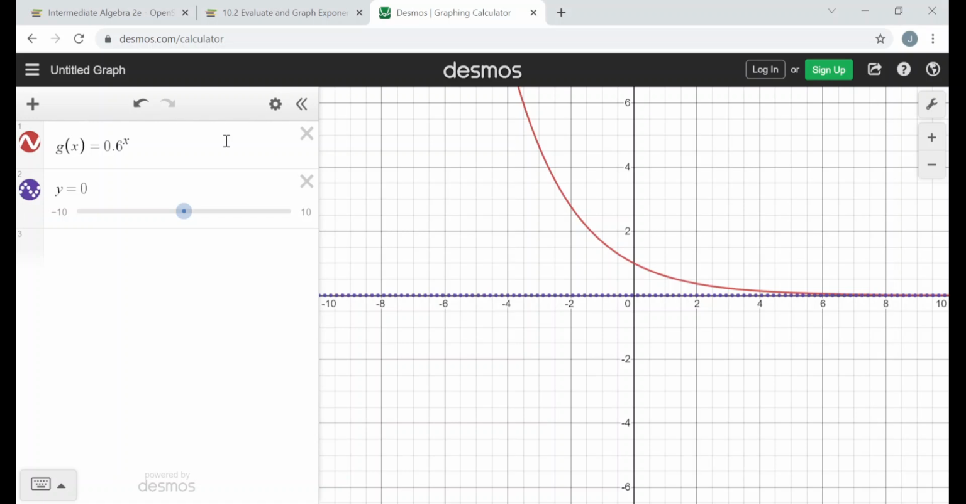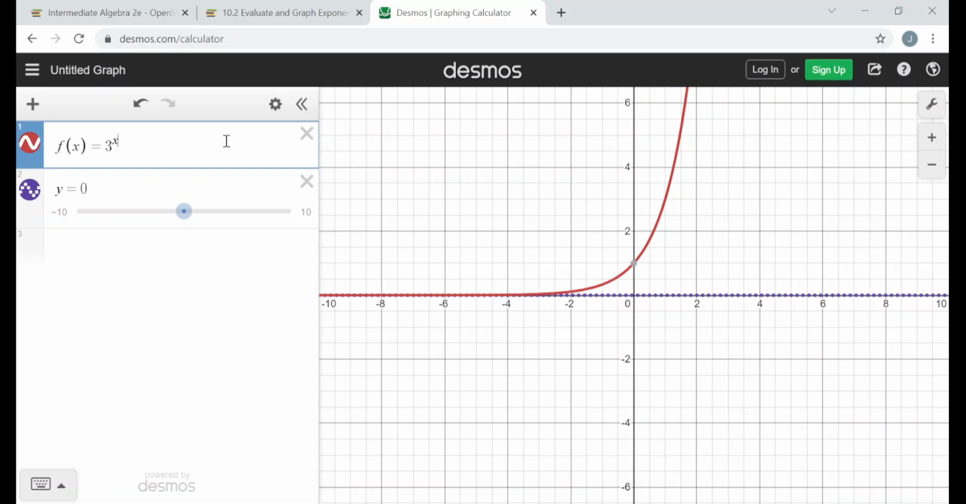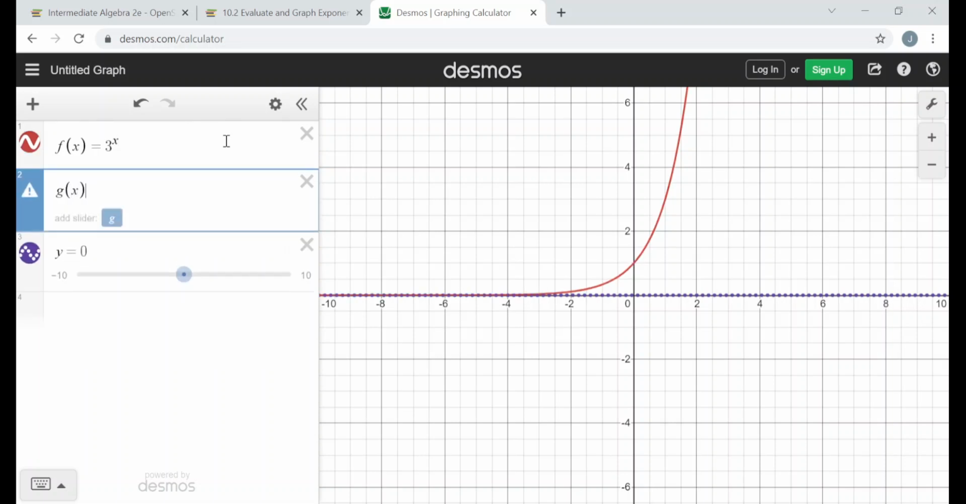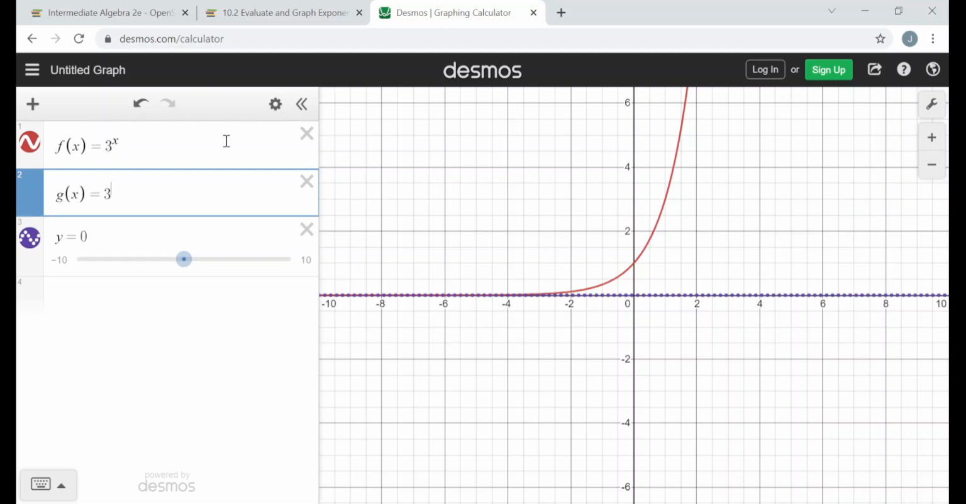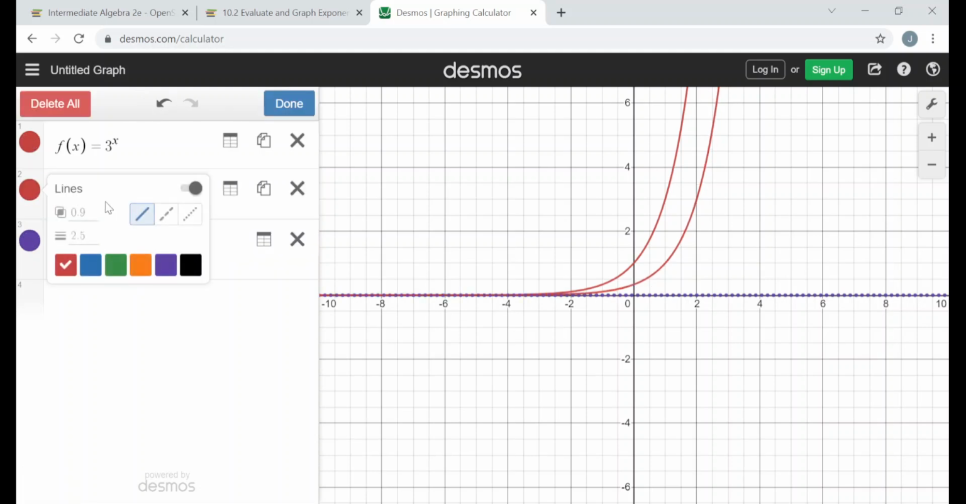Let me go back here. We had, one function was f of x equals 3 to the x. And the next function they gave us was g of x equals 3 to the x minus 1. Should be in the power here. 3 to the quantity x minus 1 to keep that in the power. And I'll change colors. And I know some people are colorblind out there. I apologize.